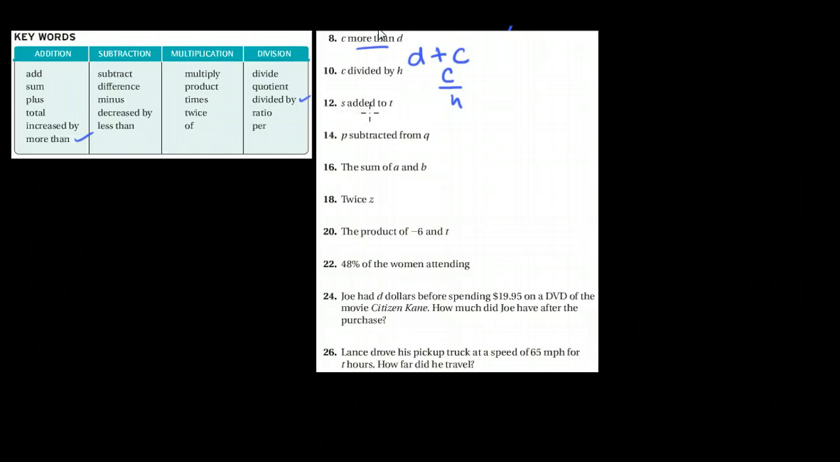This says S added to T, and notice it doesn't say plus anywhere here, but you get a sense that it's addition, right? Because it says added to. So we'll go ahead and say S plus T there, and that will be our answer for that one.